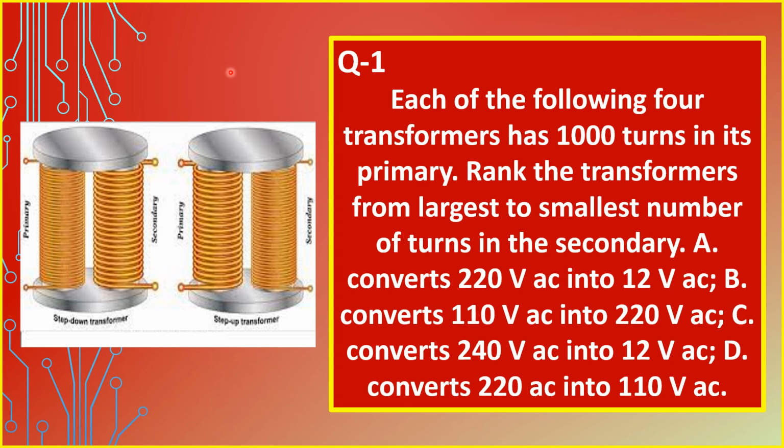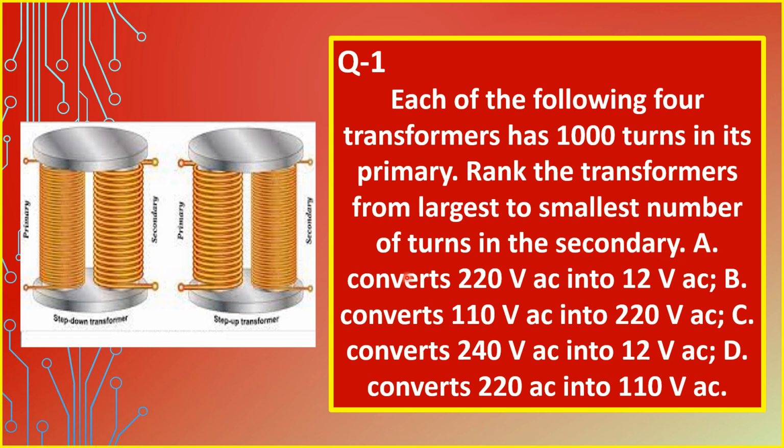So we now look at question number 1. Each of the following 4 transformers has 1000 turns in its primary. Rank the transformers from largest to smallest number of turns in the secondary.